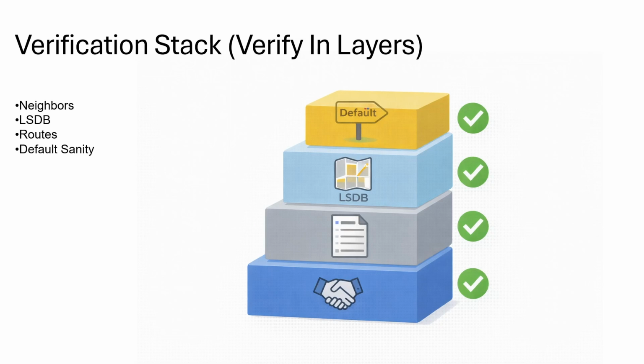Now, the verification mindset. People often check one thing like, I see a route, so it must be working. That's risky. A good verification mindset is layered, because OSPF builds results through layers. Think of verification like a stack: neighbor layer, database layer, routing layer, and then default sanity layer. Let's walk each.